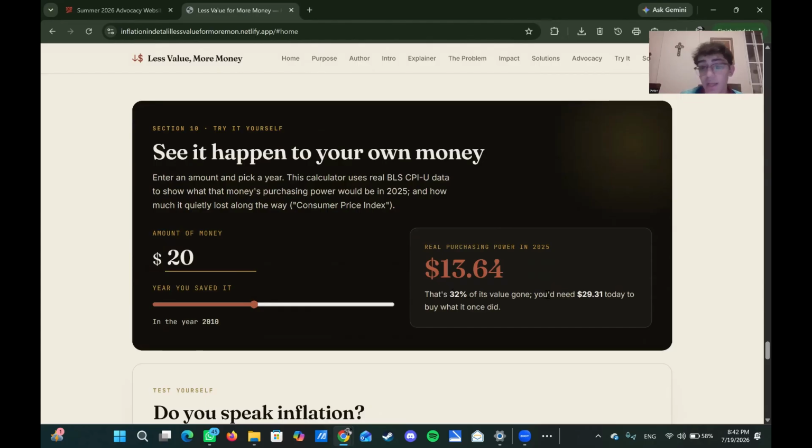And here is the inflation percentage and how much money you need to buy what it once did. So for $20 in 2013, you will need $29.31 to basically equalize the amount of money spent.